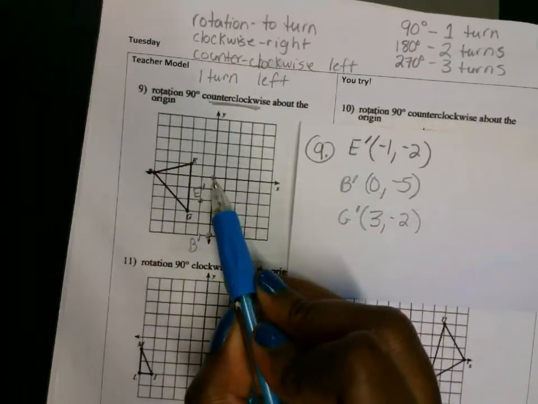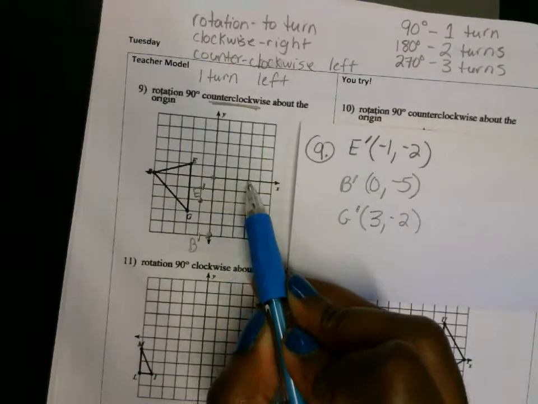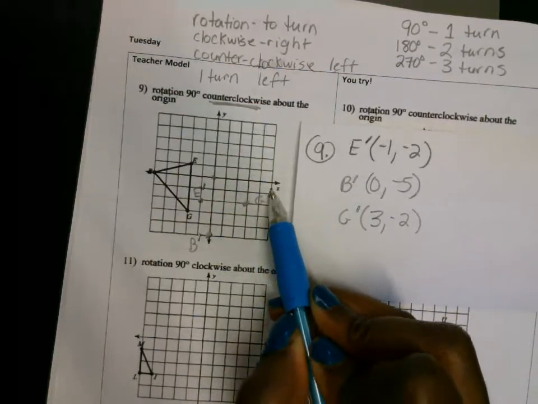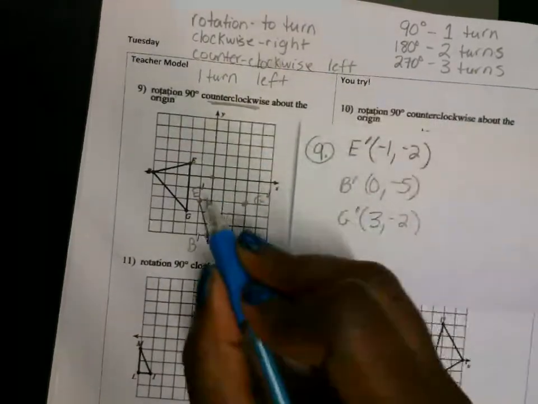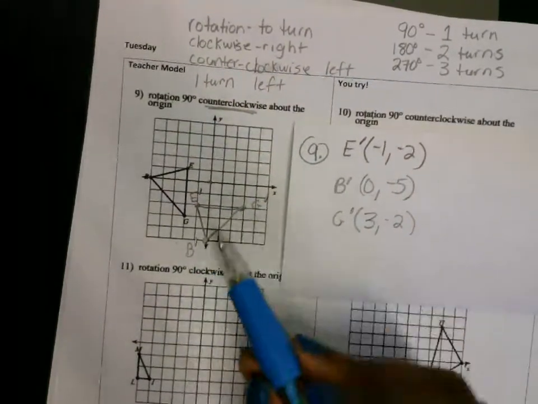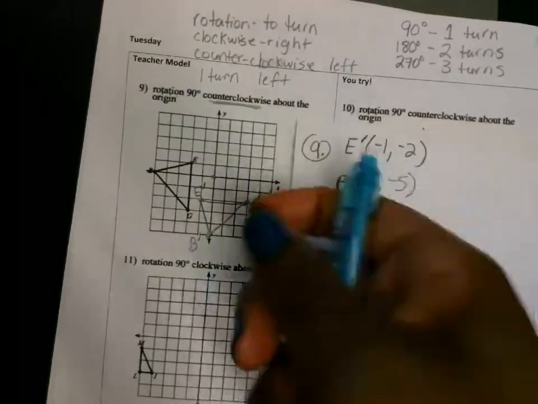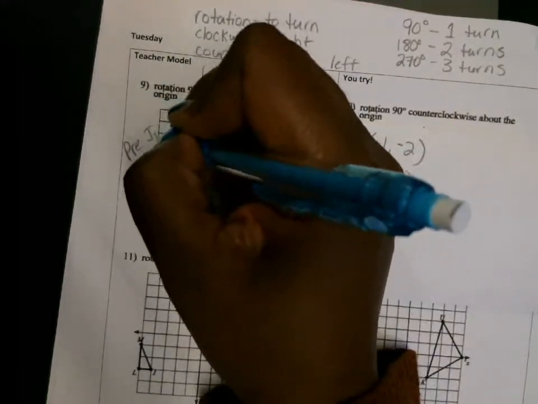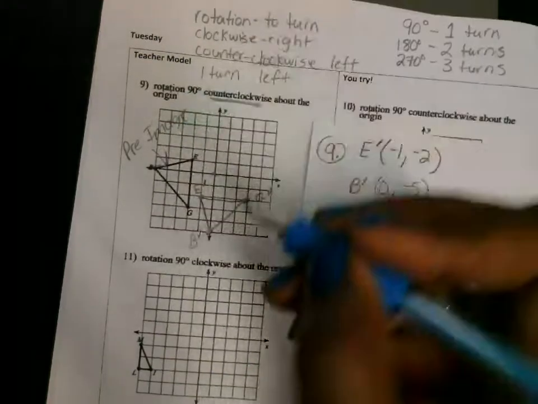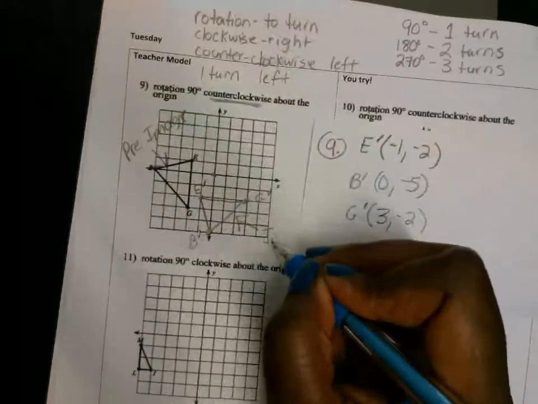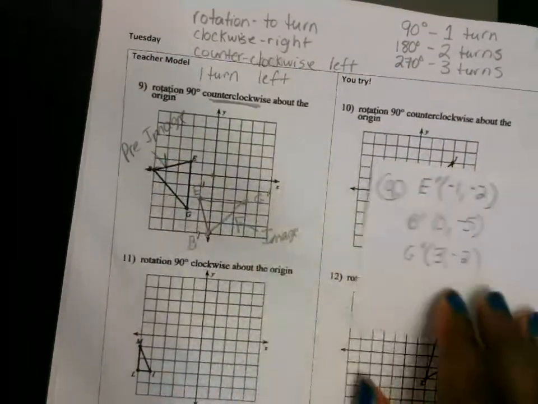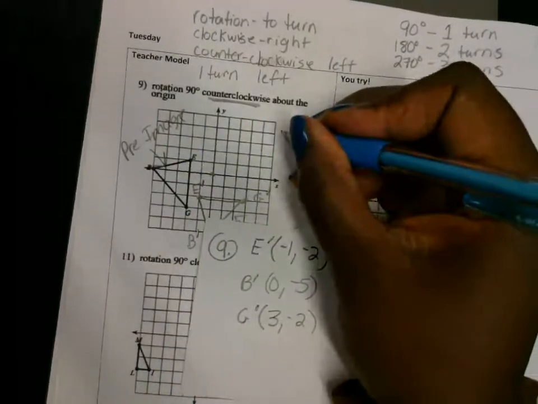G, start at the origin, go to the right, 1, 2, 3, and down 1, 2. This is my new location for G. This is G prime. Okay. This is where, if I was to rotate it, this is where it would turn to. Okay, going this way to the left one time. All right, where it started is called the pre-image. It's before the move. Where it landed is called the image. That's after the move. This is the before, this is the after. Okay? All right, and I'm gonna put these ordered pairs here.